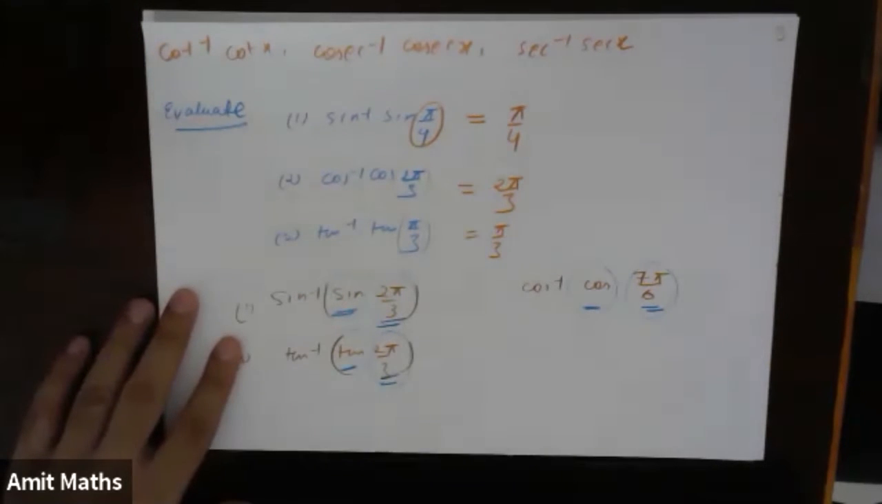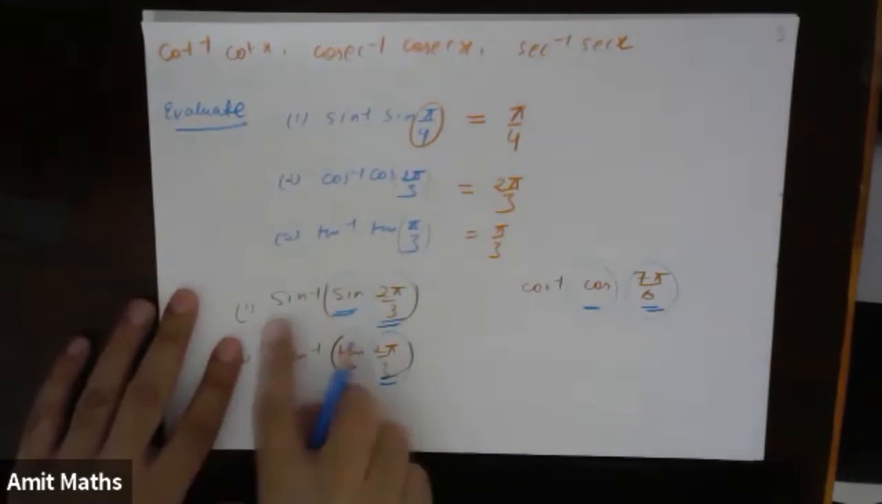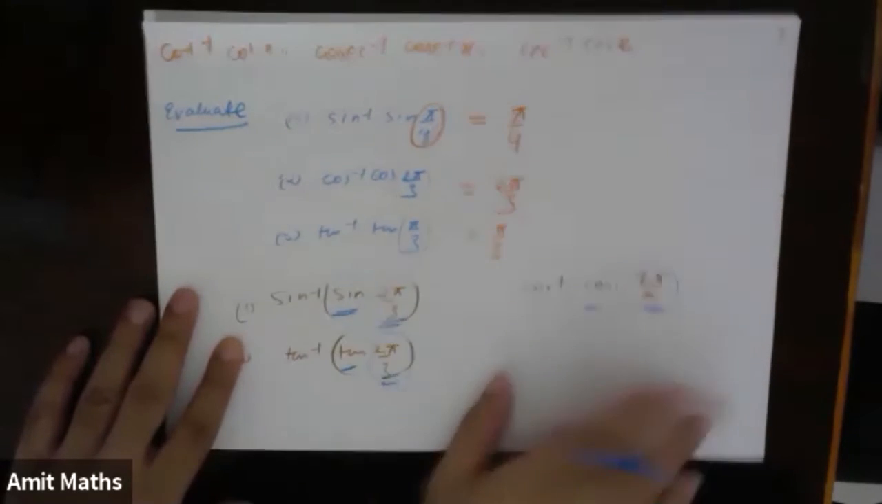We have to make it pi plus something, 2 pi plus something. Yes, very good, very good. You understood. So let's see. So first I try to solve for this one.